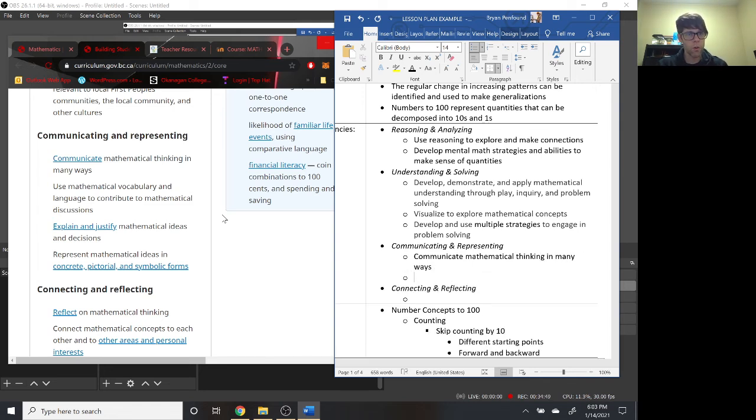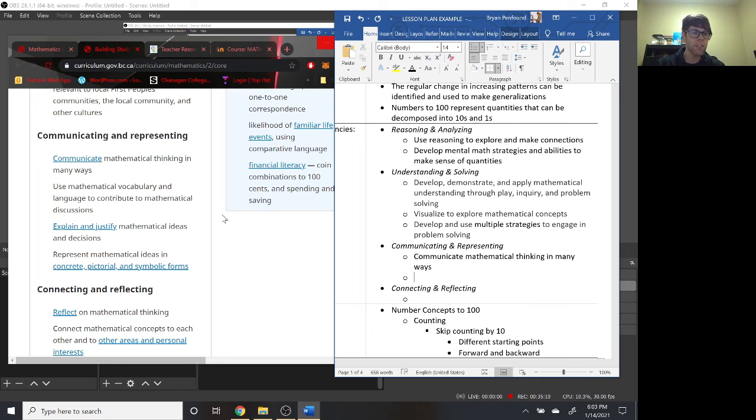Use mathematical vocabulary and language to contribute to mathematical discussions. A little bit harder here. I guess we could probably make an argument that they're using some mathematical vocabulary if we're talking about place value, if we're talking about the tens column or the tens unit. So you could probably argue that, yeah, we're connecting to this, but I think that potentially we have some better things to connect to. Especially these next two.